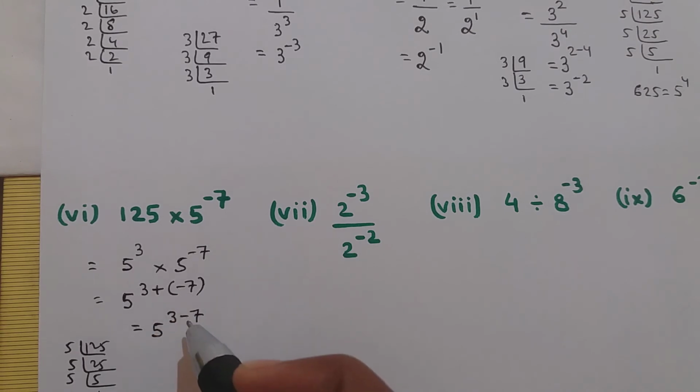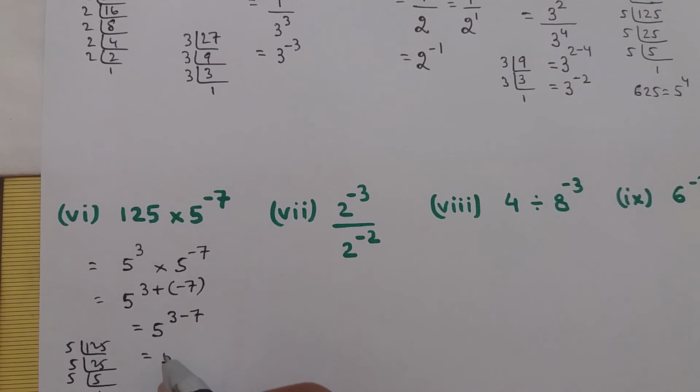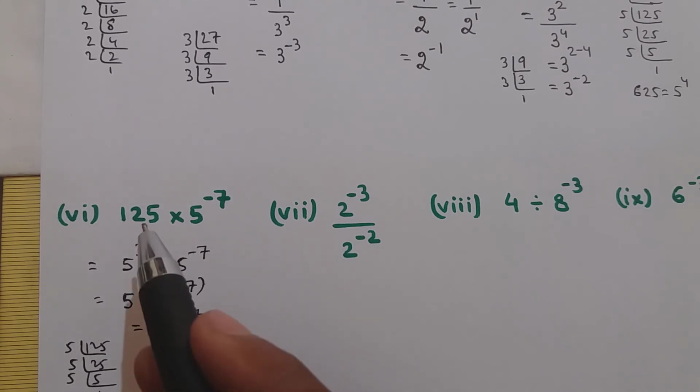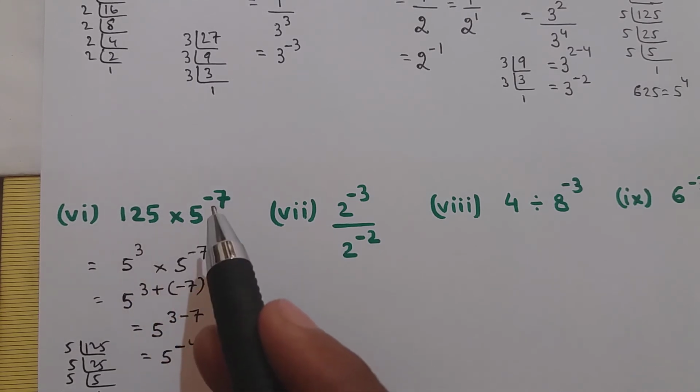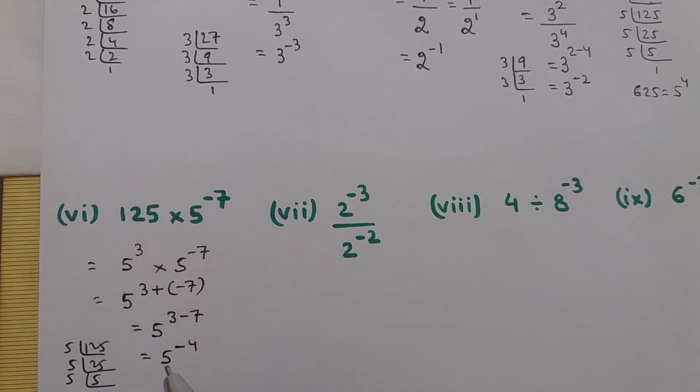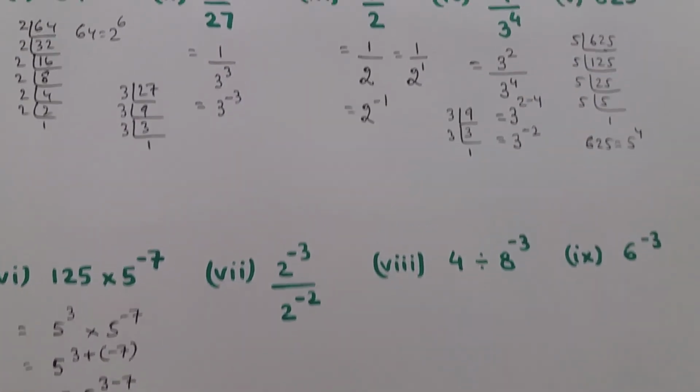Plus into minus is minus. So 3 minus 7, and that is equal to 5 raised to the power of 3 minus 7, which is minus 4. So 125 into 5 raised to the power minus 7 can be written in the power of 5, and it is 5 raised to the power minus 4. Now let us go to the next expression.